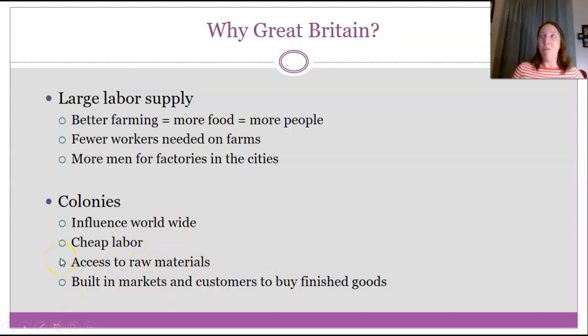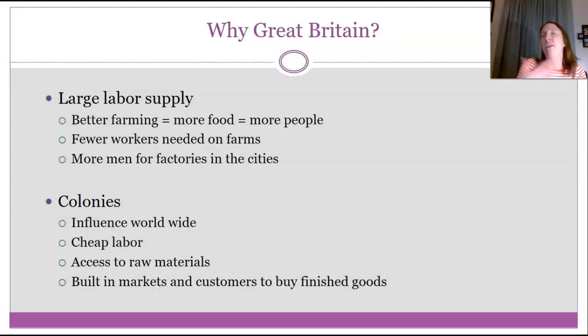So the stuff that you make other stuff with, they had access to all of that initial material because they had access to all different environments in all these different colonies. And then finally, because they were able to be so influential in trade in general, not just the slave trade, in all trade, the colonies were like built-in markets, because Britain would bring all of their finished goods to their colonies and basically say, hey, colonists, buy our stuff.